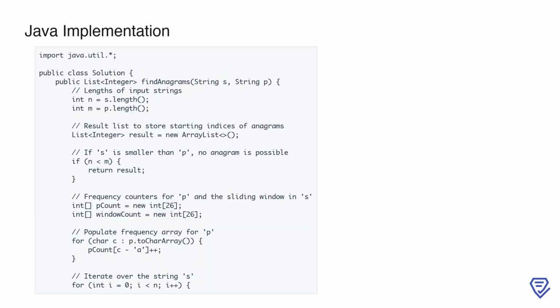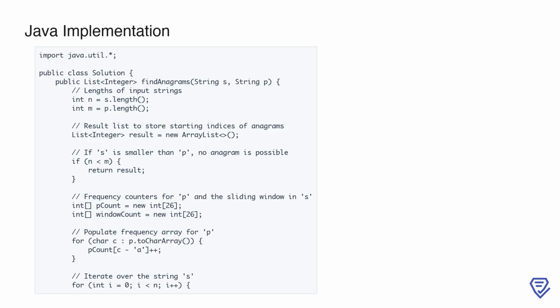Here, we start by importing the necessary libraries and defining our class and method. The method findAnagrams takes two strings, s and p, as its input. First, we calculate the lengths of these strings and store them in n and m, respectively. We then initialize a result list to store the starting indices of any anagrams we find. If the length of s is smaller than p, we know that no anagrams are possible, so we immediately return the empty result list.